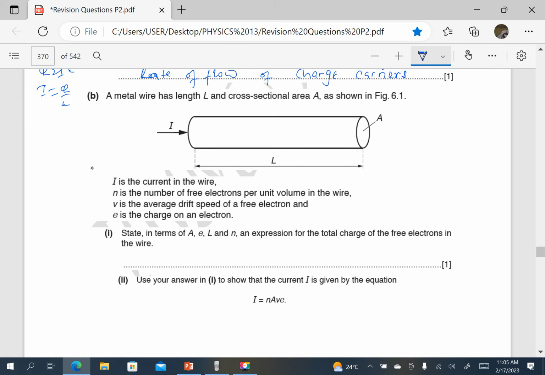Total charge. We have the number of free electrons per unit volume as N. So the total number of free electrons is going to be N times the volume, which is cross-sectional area times L. That is the volume. This is the total number of electrons in the whole volume, but then each electron has charge E. So the expression is going to be N A L E.